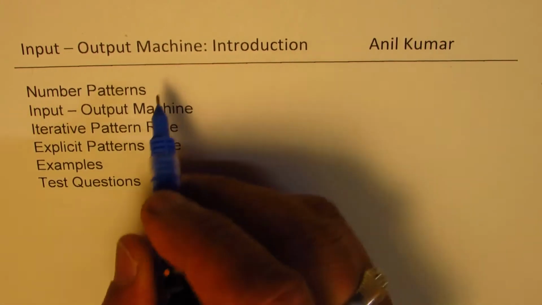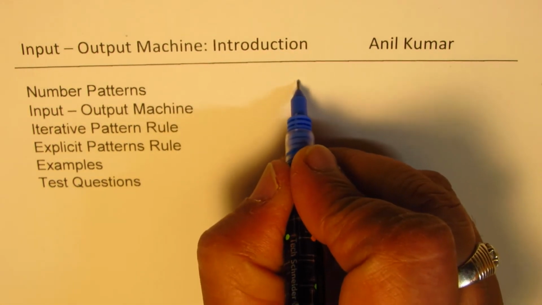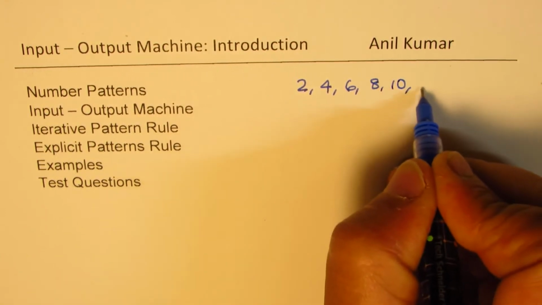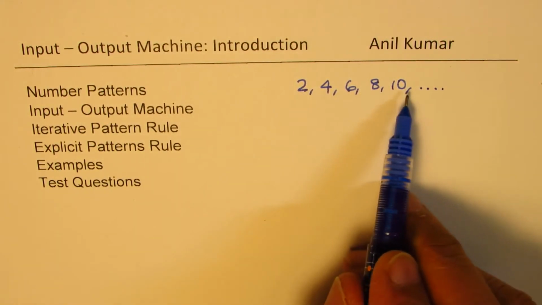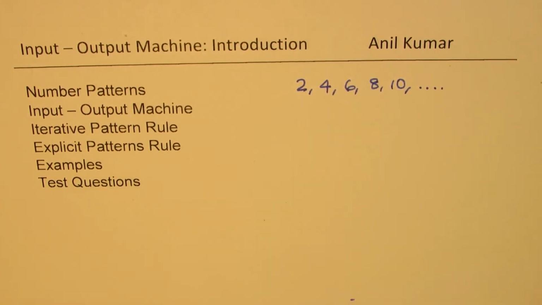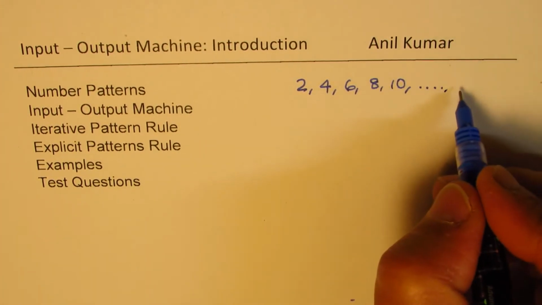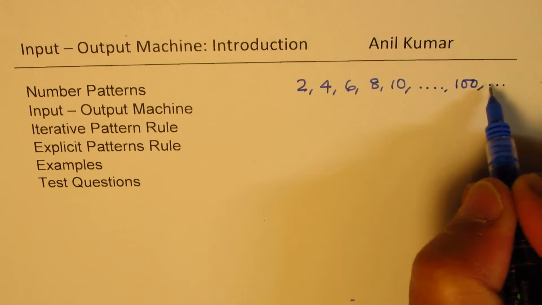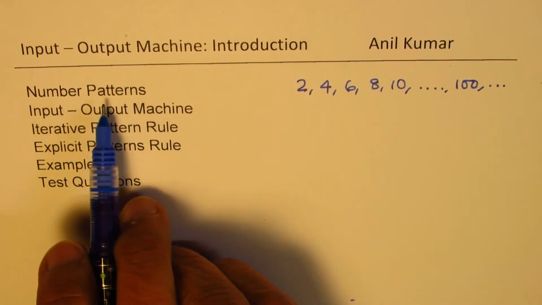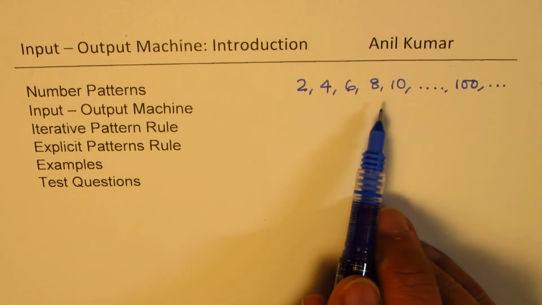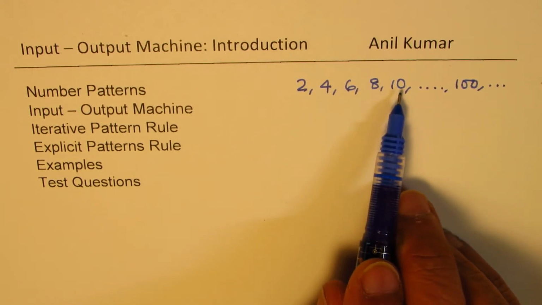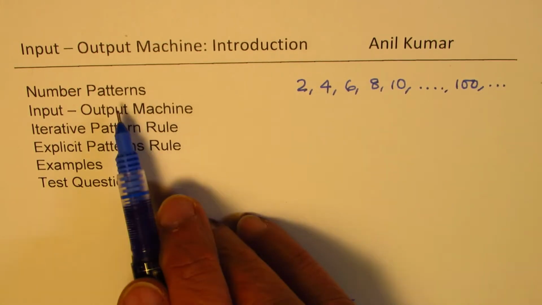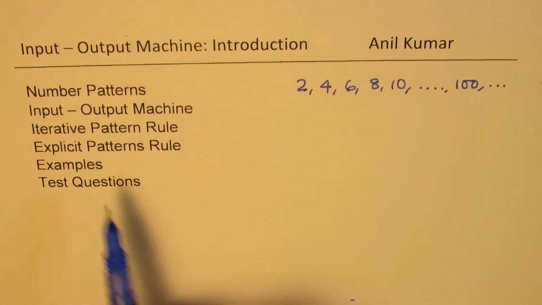So number patterns. Let's take a very simple number pattern like 2, 4, 6, 8, 10 and so on, right? These patterns could be finite. We could just close them, let's say up to 100. Or sometimes we write patterns which are infinite. They can continue forever. So we have number patterns which could have limited terms or infinite terms. Those are the types of number patterns which you have done.